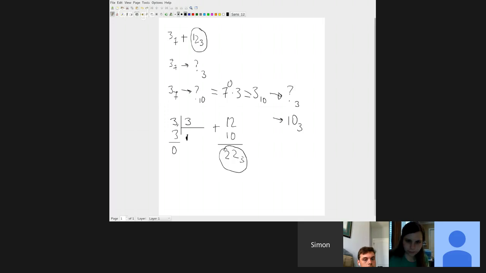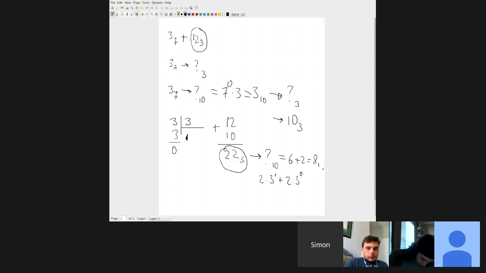And now the problem asks us to convert the result back to decimal. So 22 base 3, we want to convert to something base 10, and this is pretty obvious. We want 2 times 3 to the power 1 plus 2 times 3 to the power 0. So this will be 2 times 3, which is 6, plus 2. So it is 8 base 10.